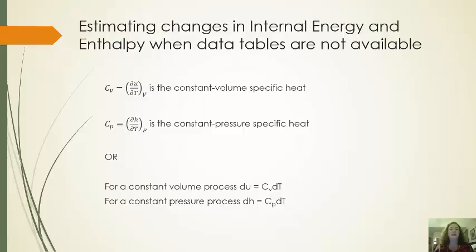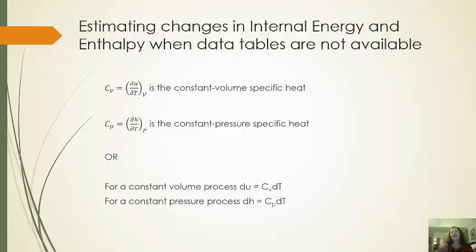Now C sub V is du/dT at constant volume. We're going to be talking a lot more about this throughout the rest of the course, but for now, it is how the internal energy changes with temperature if I hold the volume constant and change the temperature. C sub P is how enthalpy, H, changes with temperature, holding the pressure constant. Now, if I happen to have a constant volume process, dU is Cv dT, and if I happen to have a constant pressure process, then dH is Cp dT.